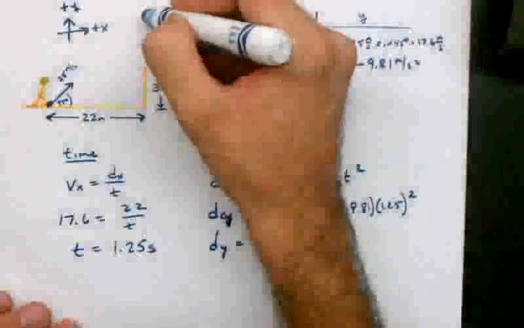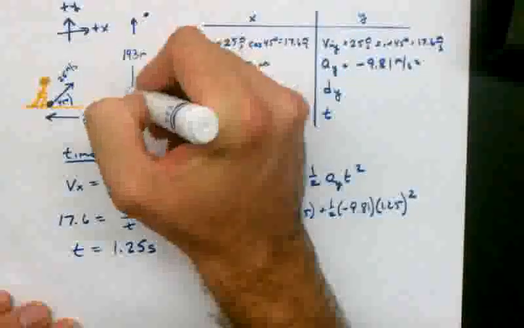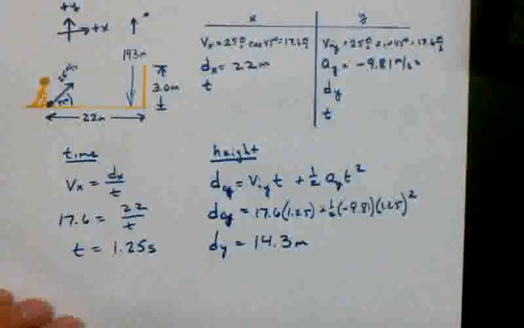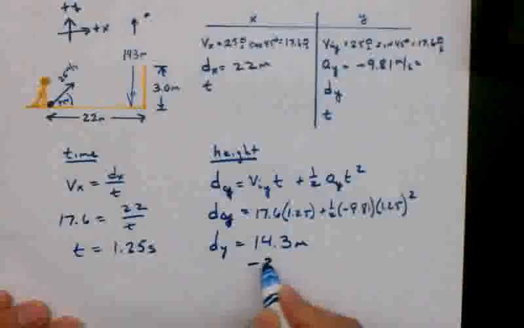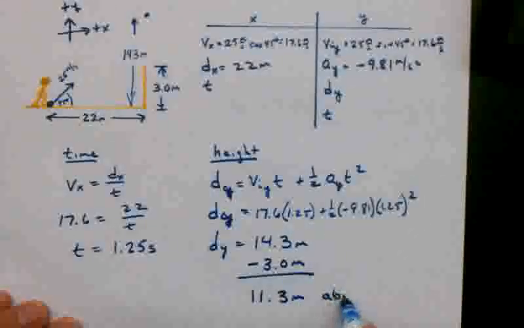So that means the ball is way up here, 14.3 meters above the ground, above the level it was kicked from. My question, be careful, was how far above the fence is it when it goes over the fence? So I'll subtract the 3 meters tall that the fence is, and the answer to the problem is that the ball passes 11.3 meters above the fence.